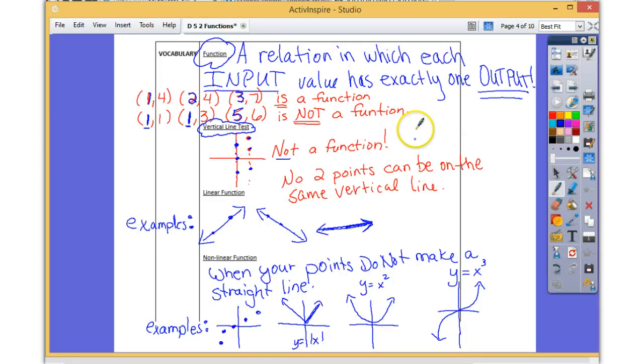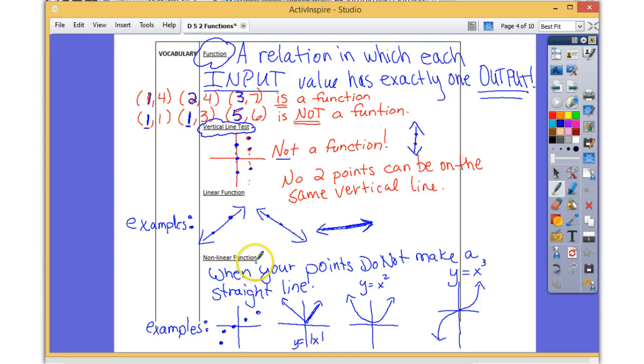This one, not a function. Any vertical line that you have more than 1 point on it, it's not a function. We'll do some examples and this will make sense. Please write these down because you're going to have to tell the difference.